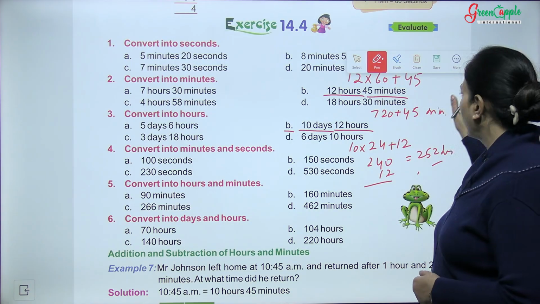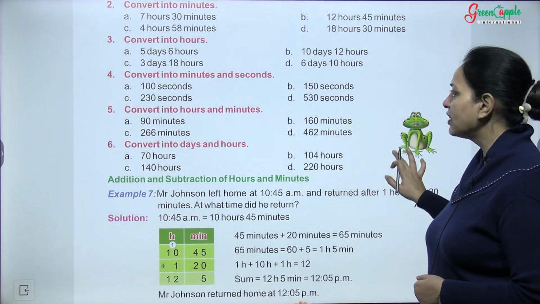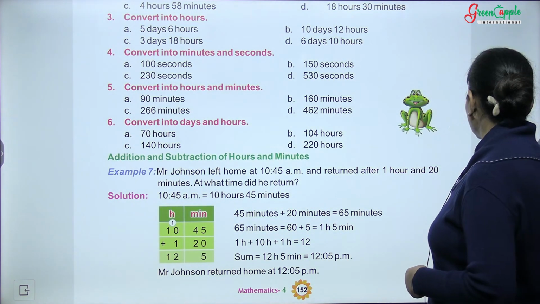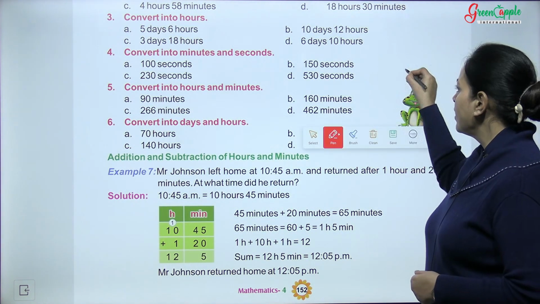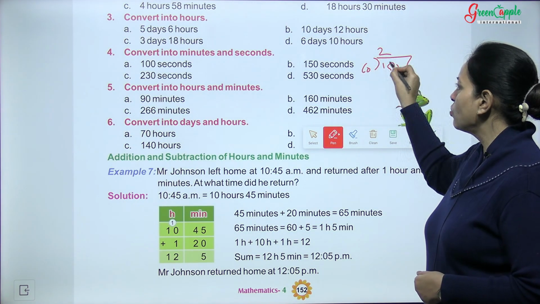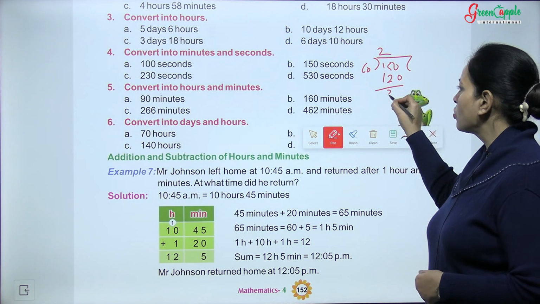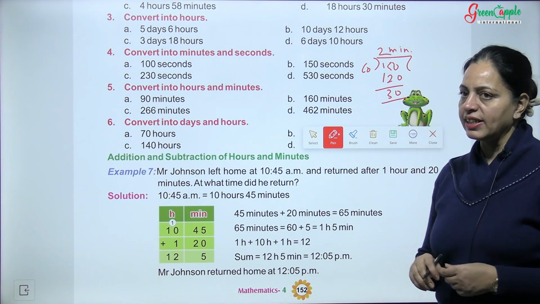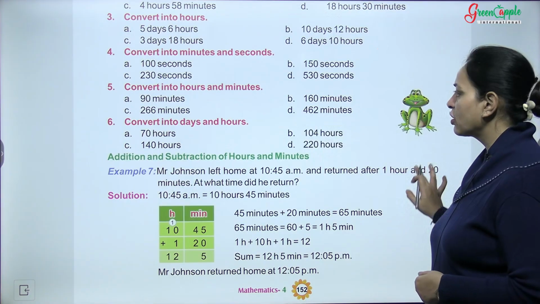Now the fourth, convert into minutes and seconds. So here, like B part, 150 seconds. So divide by 60. So 150 divided by 60. 60 twos are 120. So 2 minutes 30 seconds. Similarly, you can try the fifth and sixth questions.